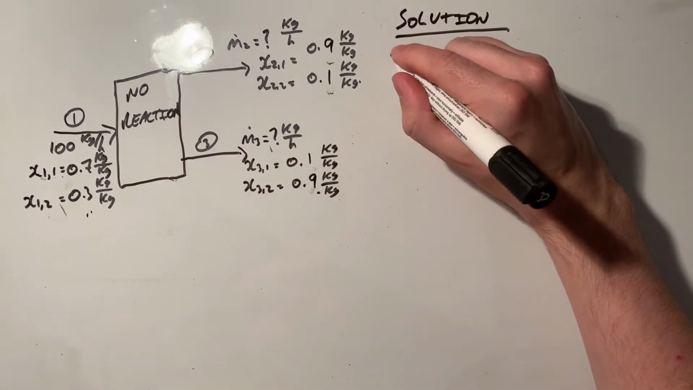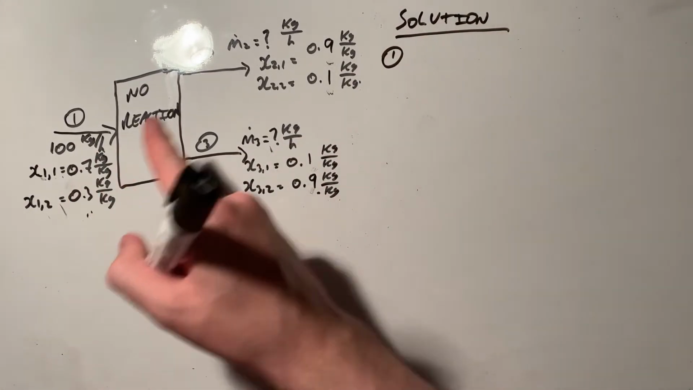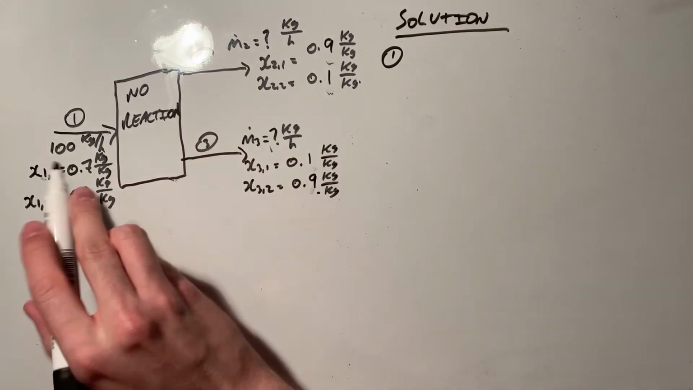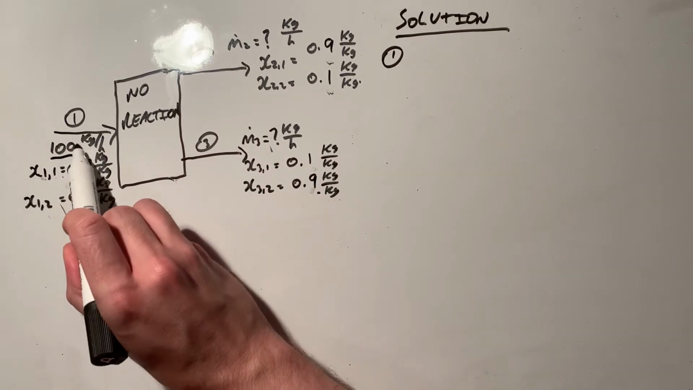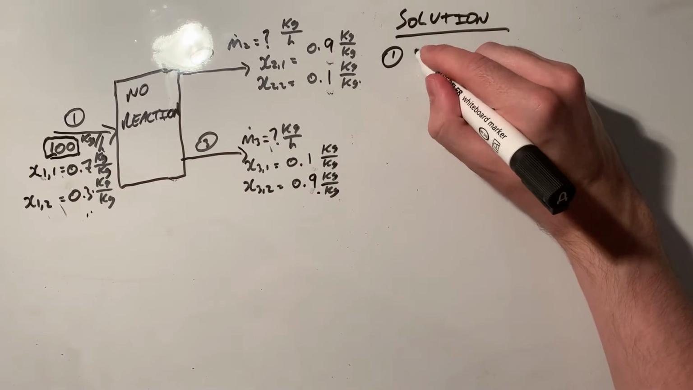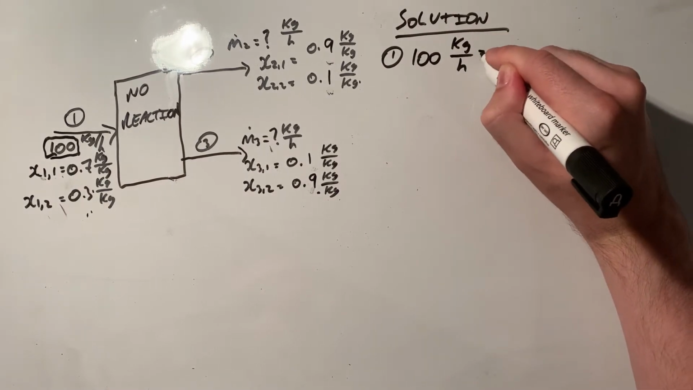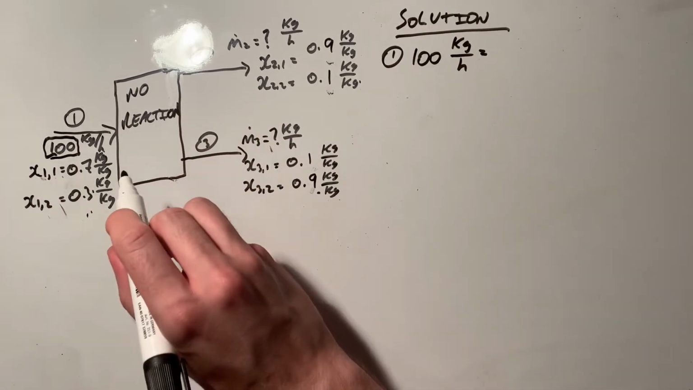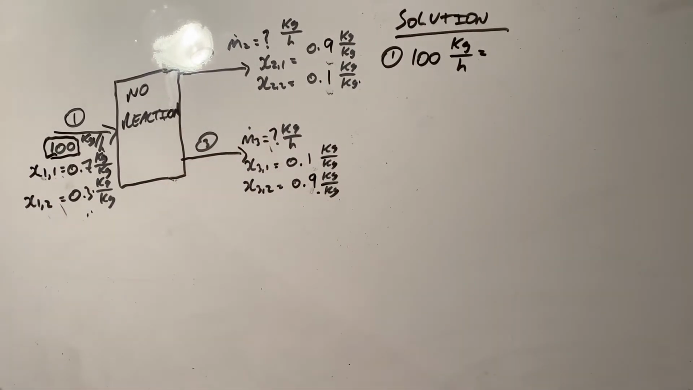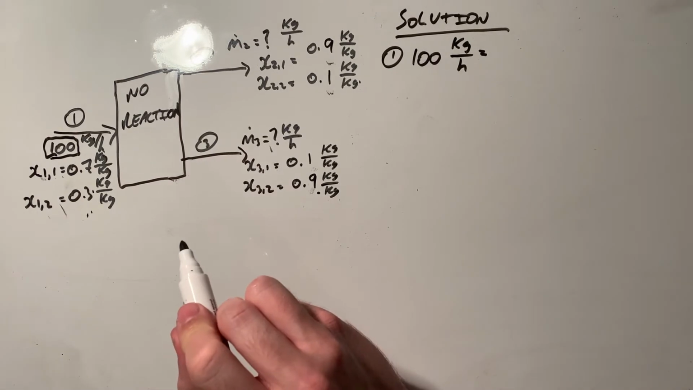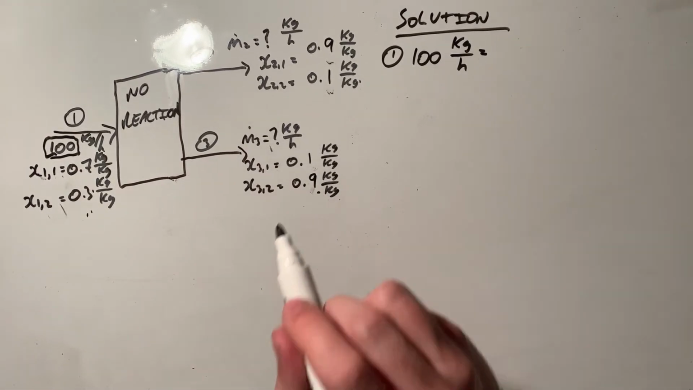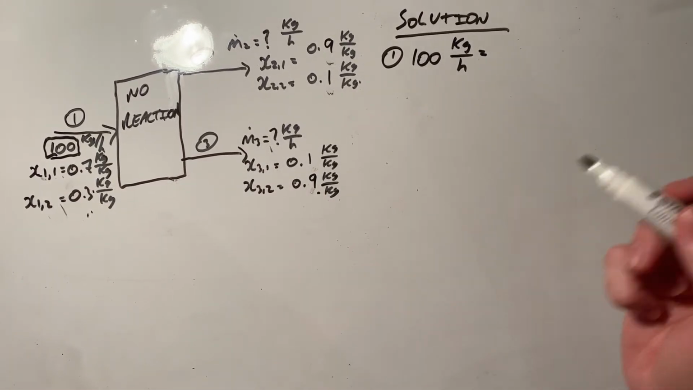Well, the solution, our first equation, as you may have guessed, is going to be our total material balance. So that is going to be what comes in, which is our 100 kilograms per hour in. I remember from our previous video, here we're assuming that there's no reaction. So in our material balance, our consumption and generation terms are both 0. And we're also making that assumption of steady state conditions, which means accumulation is 0.